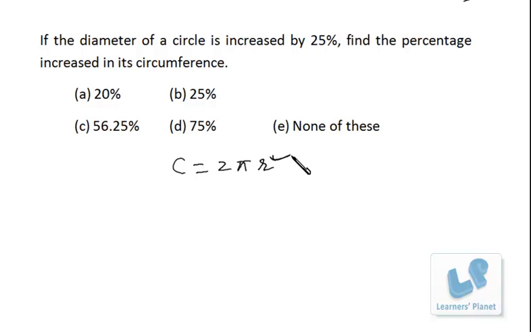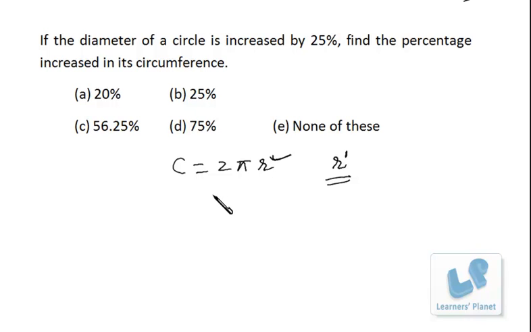Now r is a linear function over here, or we can say the power of r is only 1. So in such cases, when the variable is having linear power, whatever the increase in that particular variable, the same increase will be there in this particular dependent variable. So here radius is increased by 25% since diameter is increased by 25%, so the circumference will also increase by 25%. Okay, no need to calculate.